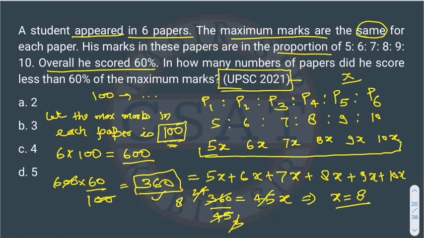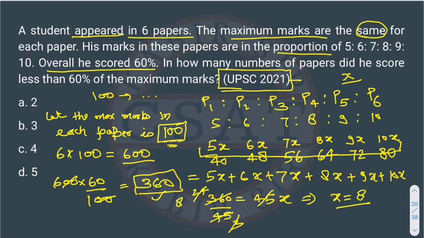So what will be the marks in paper 1? It will be 40. And paper 2, and here paper 3, paper 4, paper 5 and paper 6. So how many marks is he getting? He is getting 40 marks in paper 1, 48 marks in paper 2, 56 marks in paper 3, 64 marks in paper 4, and 72 in paper 5.